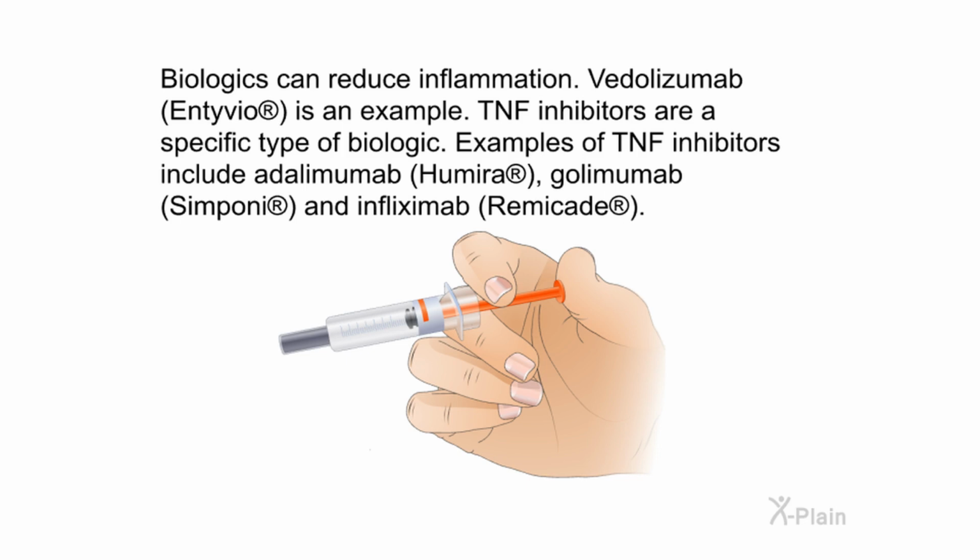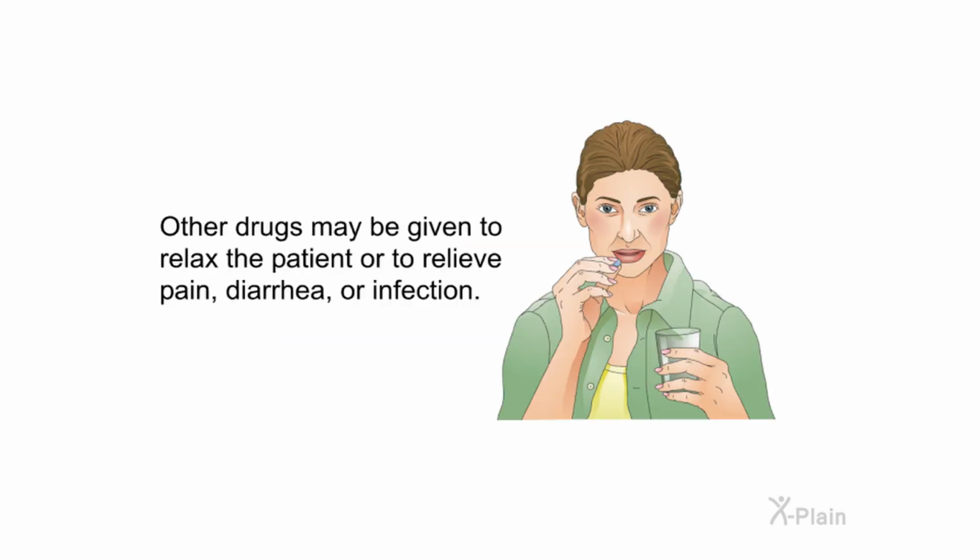Biologics can reduce inflammation. Vedolizumab, Entyvio, is an example. TNF inhibitors are a specific type of biologic. Examples of TNF inhibitors include adalimumab, Humira, golimumab, Simponi, and infliximab, Remicade. Other drugs may be given to relax the patient or to relieve pain, diarrhea, or infection.